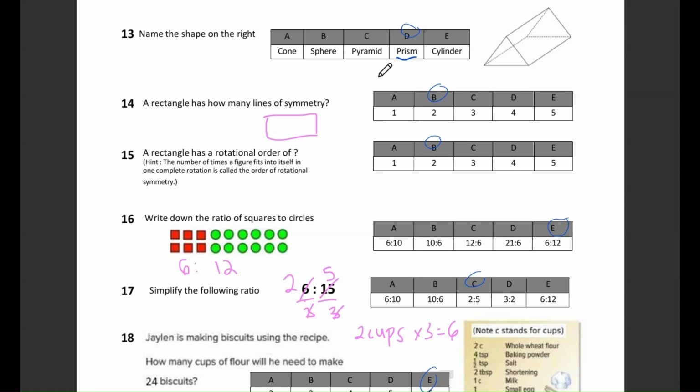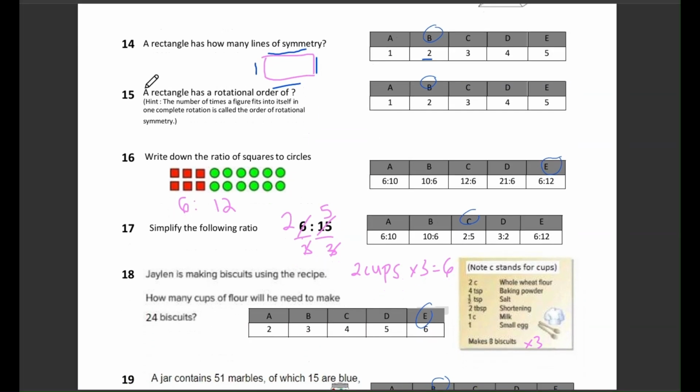Prism. Question 14. Question 14 asks how many lines of symmetry a rectangle has. The multiple choice options are A. 1, B. 2, C. 3, D. 4, and E. 5. A rectangle has 2 lines of symmetry, one that runs horizontally through the center and one that runs vertically through the center, making the correct answer B.